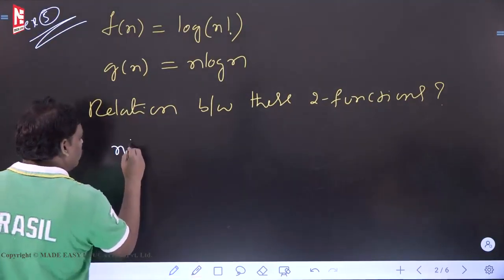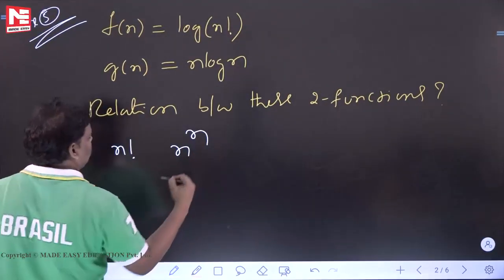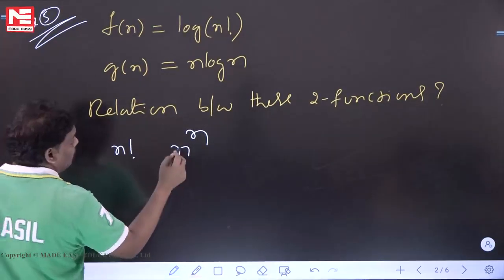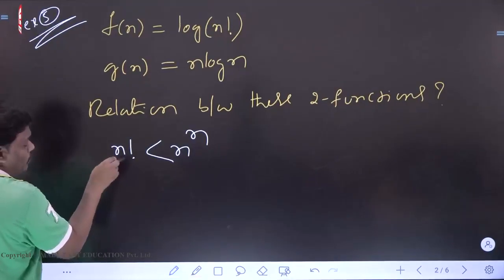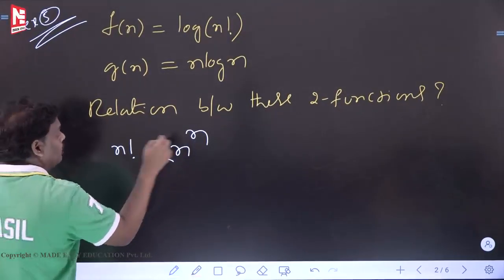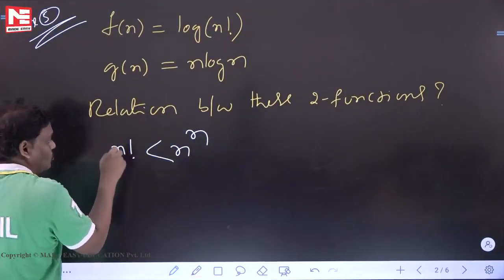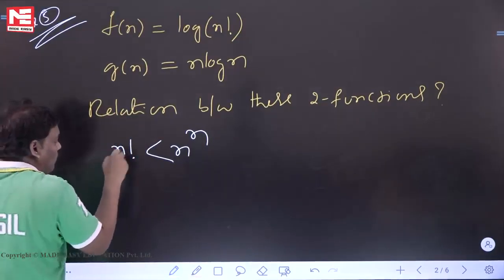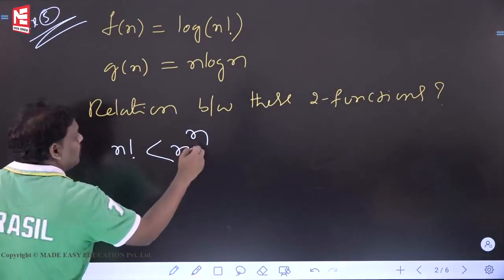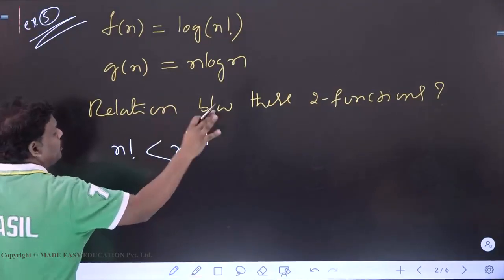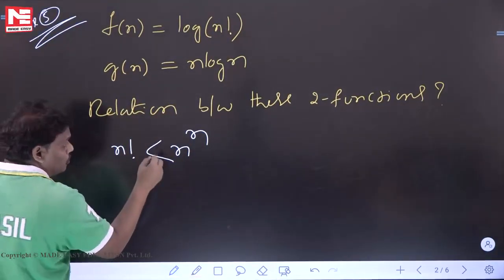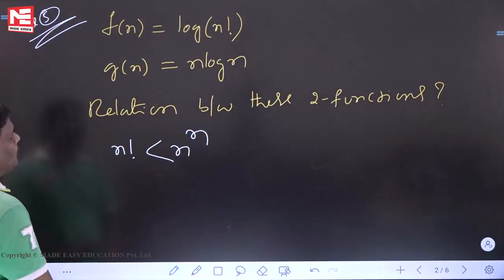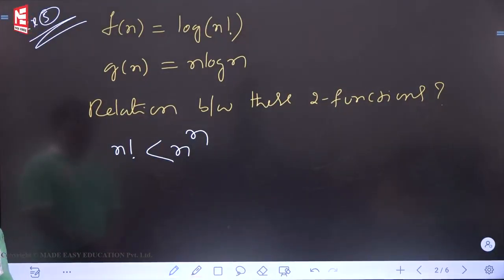See this one. N factorial, n power n, who is bigger? N power n is strictly bigger, because here every time it is a little bit decreasing, here every time it is greater. Here n into n minus 1 into n minus 2 into n minus 3. Here many times smaller, here many times bigger. That is the reason n power n is strictly greater. Not big O, not less than or equal to also. It is a small o. N power n is strictly greater than n factorial. Please be careful.